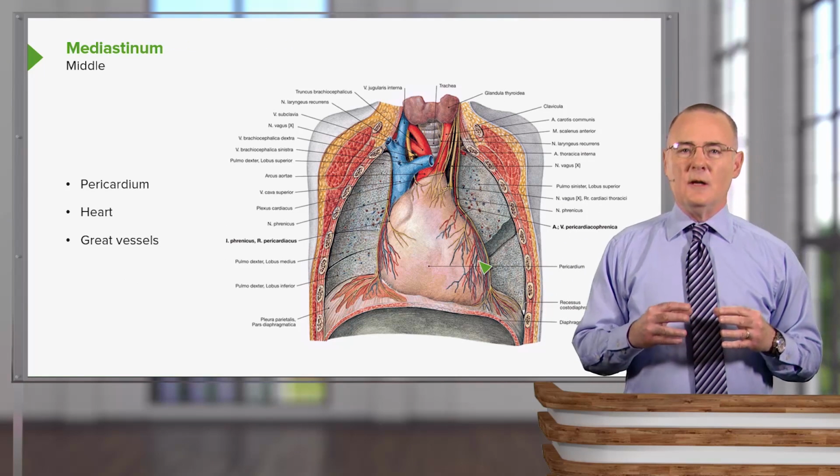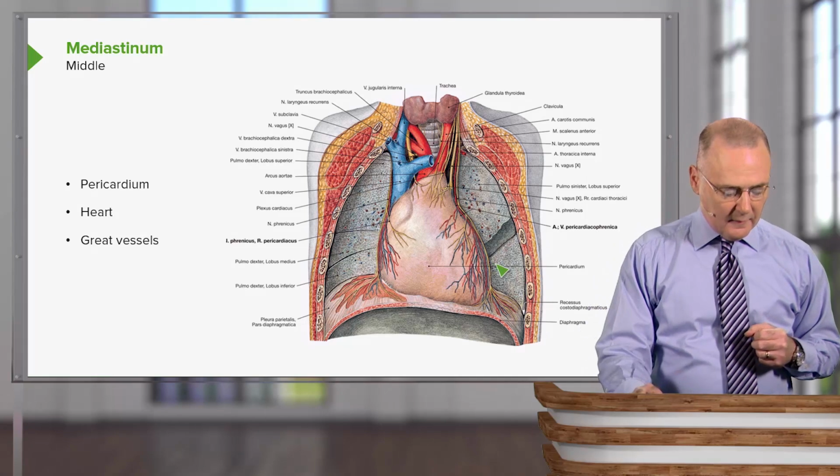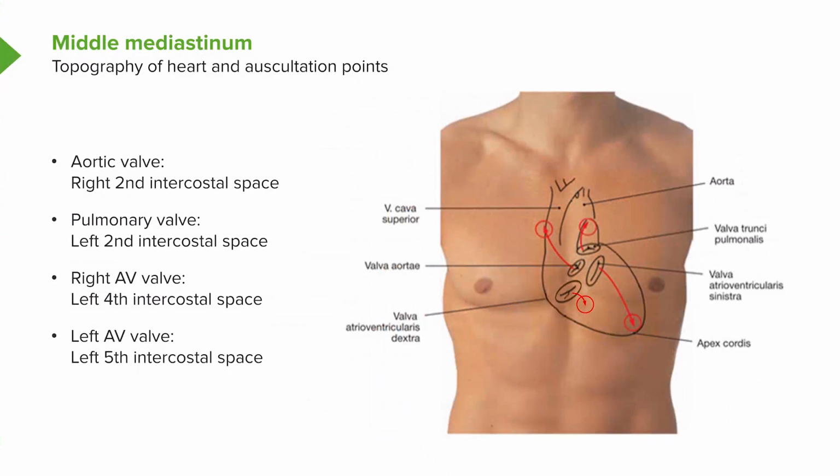Our middle mediastinum is depicted here. The pericardium is shown, so that would be an occupant of the middle mediastinum. Lying deep would be the heart, and the initial segments of the great vessels would also lie within the middle mediastinum.